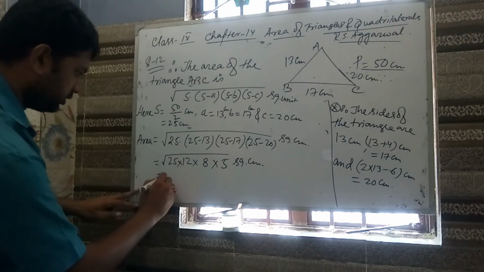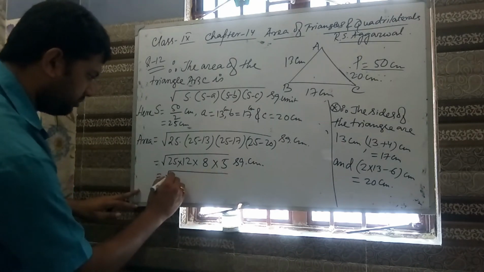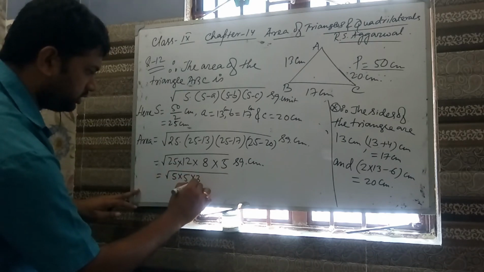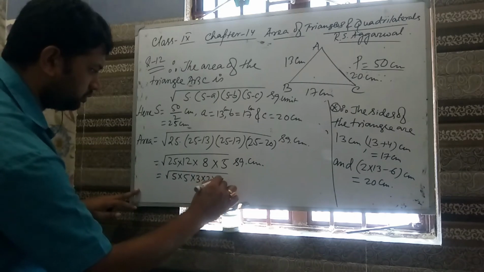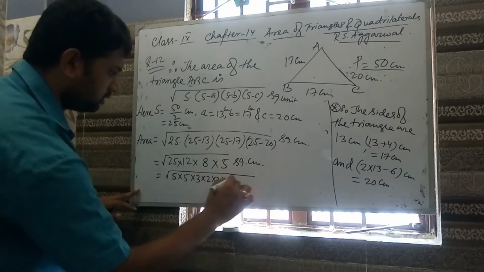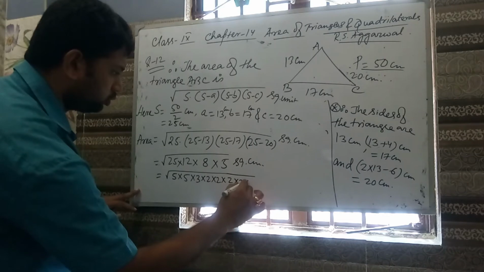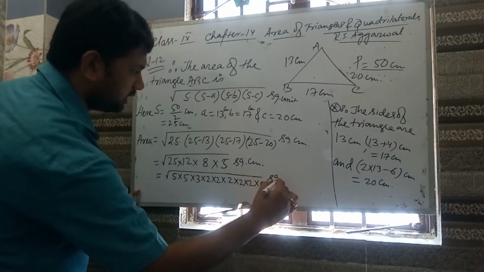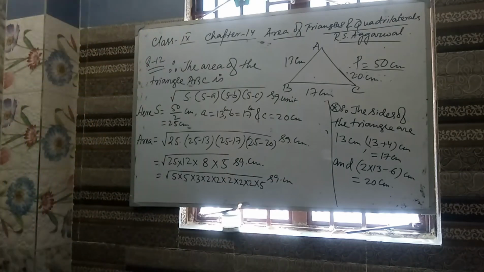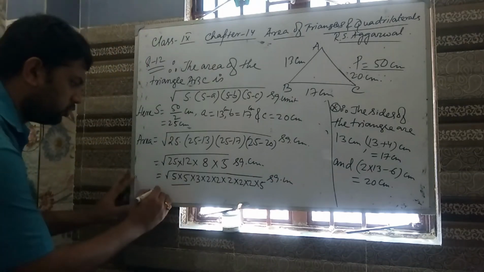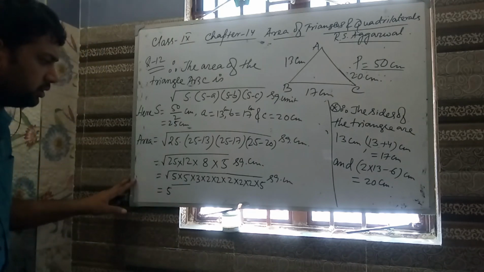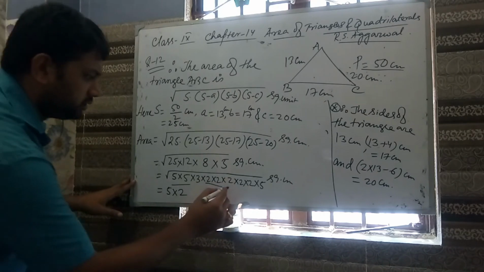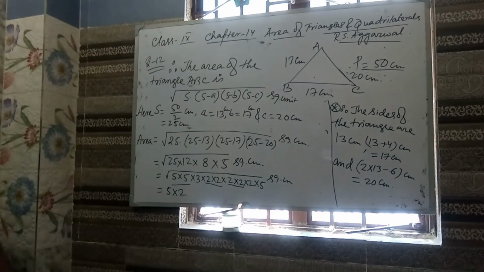So it will be root over 25 is 5 into 5, 12 is 3 into 2 into 2, 8 is 2 into 2 into 2 and a 5. So this much square centimeter. For these two 5s, one will be outside the square root sign. For these two 2s, one will be outside the square root sign. For these two 2s, one will be outside the square root sign.